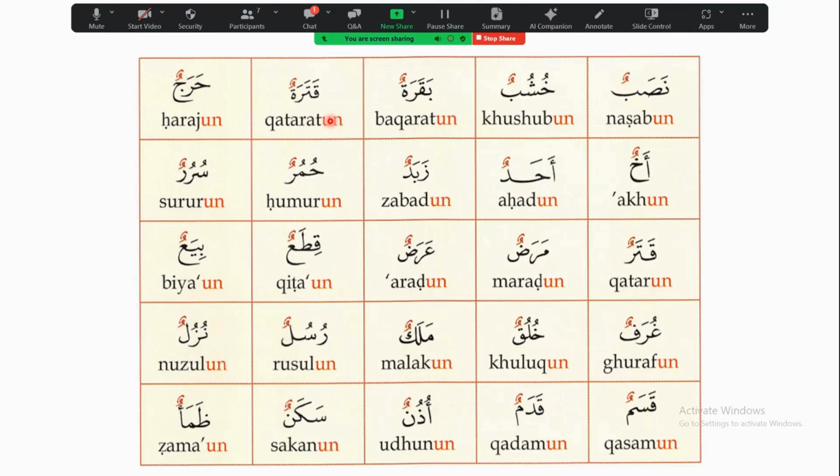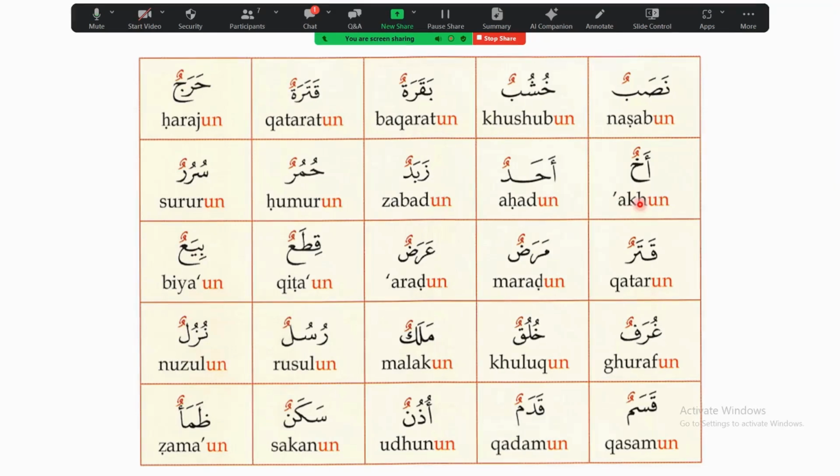So qataratun, harajun, akhun, ahadun, zabadun, humurun, sururun, qatarun, maradun. The two heavy letters at the end. So maradun, maradun, aradun, aradun.